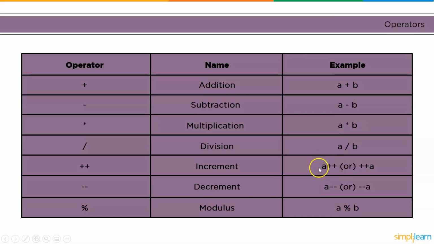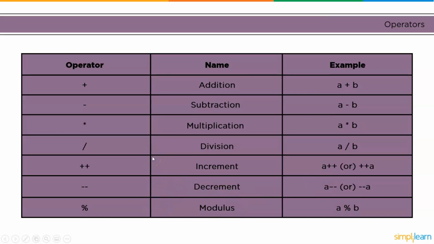As you can see, we have a plus plus here, which means the post-increment: the first value will be read, and after that the value will be updated. Next we have the pre-increment, where the value will be incremented first, then the updated value will be stored. That's how the increment and decrement operators work. We also have the modulus over here.